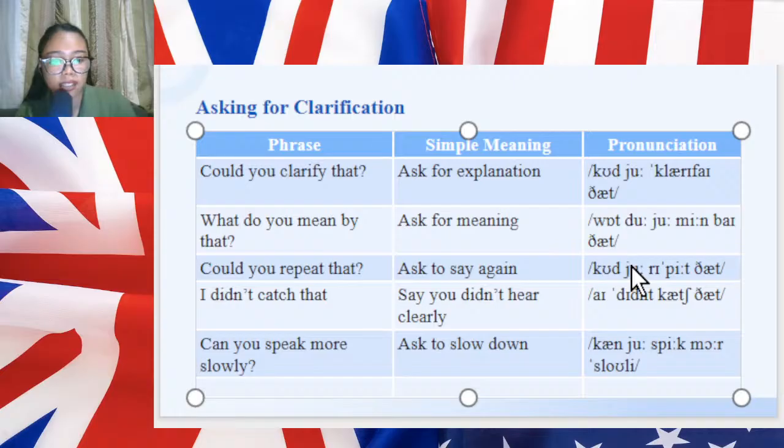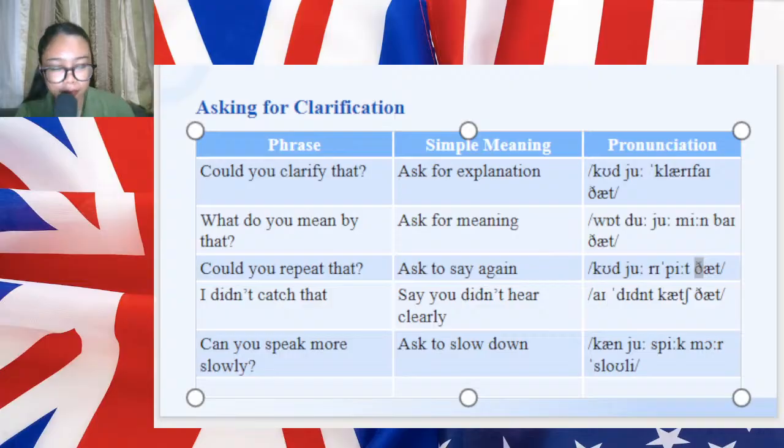So this is could you repeat that? Okay, could you repeat that? There's a long E vowel sound in repeat, and a voiced TH sound on that with a short sound. Okay, so this is could you repeat that? Again, could you repeat that?